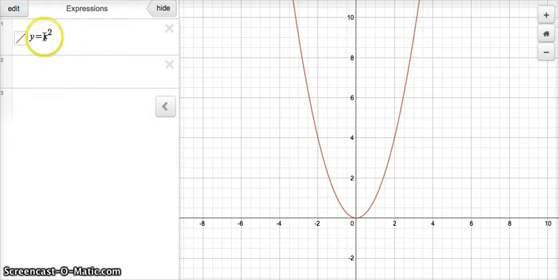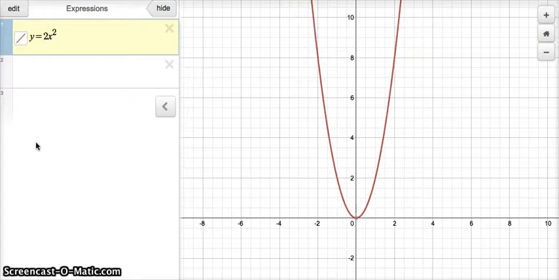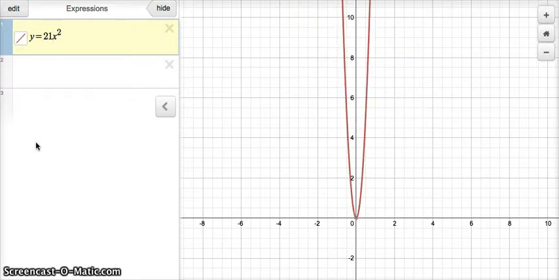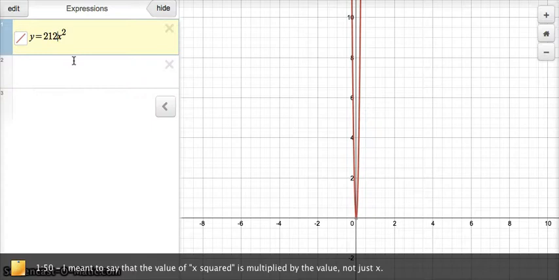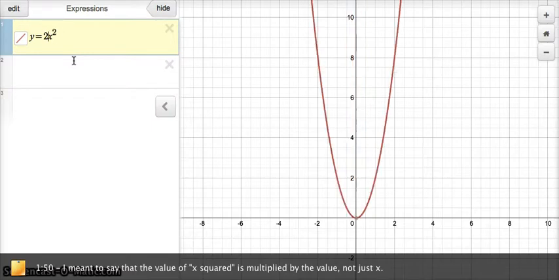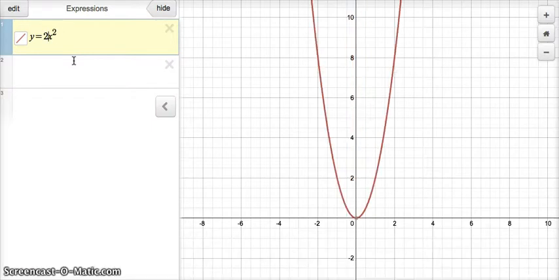So what happens when we change this? Over here, let's put in a coefficient of 2 and watch what happens. Oh, how about if it's 21? Whoa! Okay, I'm going to put an extra 2, make it 212x squared. So obviously it gets narrower and narrower, which makes sense. Whatever the value of x was has been multiplied by our coefficient, and therefore the values go up faster.